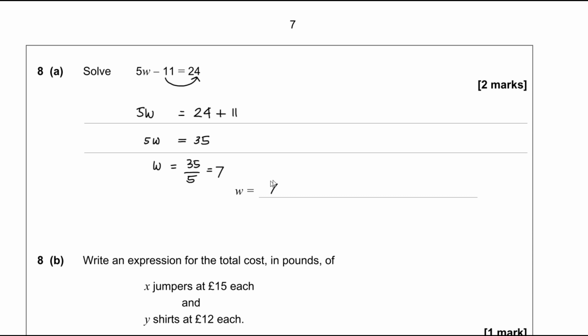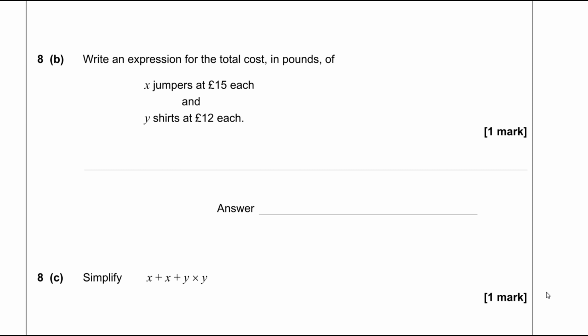If you don't, just use a calculator. That's it. Let's see now 8b. For question 8b, write an expression for the total cost in pounds of X jumpers at £15 each and then Y shirts at £12 each. X is the number of the jumpers and Y is the number of the shirts.